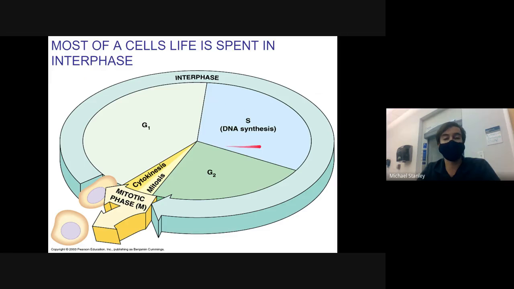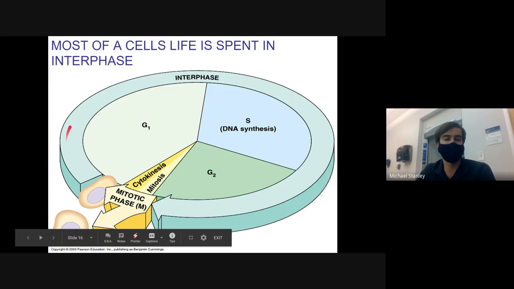And then S is when we start to get ready to divide. And so we copy our DNA. So the S is for synthesis, which is just a fancy science word for making or building stuff. So we're making DNA in S phase. And then we do some more growing and getting ready to divide. Again, all of this is known as interphase. So G1, S, and G2 are all together as interphase.